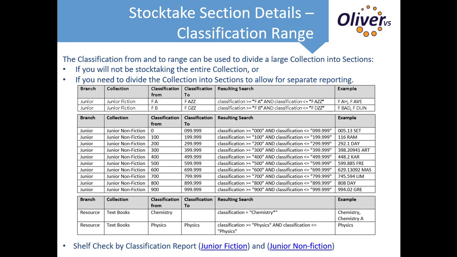If you are going to divide a collection into sections using the classification range, it would be a good idea to run a shelf check by classification report against the entire collection first, to make sure that by using the classification ranges you plan to use, you will not be excluding any copies in the collection from the Stocktake. I'll open a shelf check by classification report that I ran previously for the junior fiction collection.